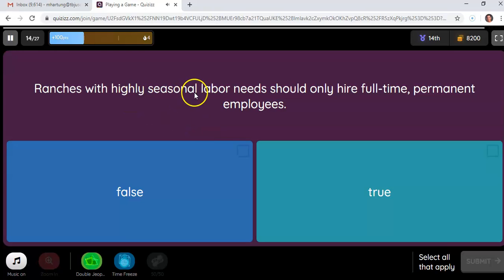Ranches with highly seasonal labor needs should only hire full-time permanent employees. Okay, so seasonal, that means that it's not all year long. You might only need a lot of labor during a harvest time for 3 months. So that's false. We don't want a bunch of permanent employees with nothing to do.